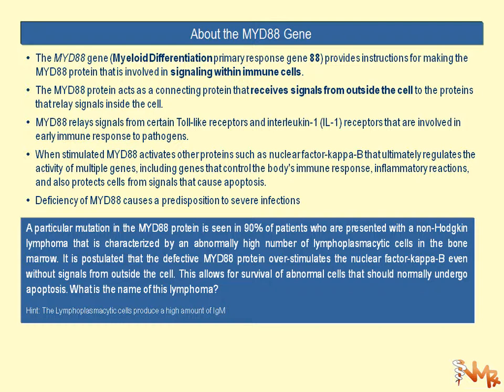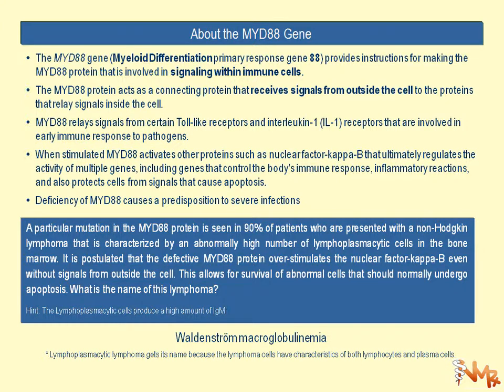I'll give you a hint. These lymphoplasmacytic cells produce a high amount of IgM. Any ideas? Waldenstrom macroglobulinemia. As you can tell, Waldenstrom is a lymphoplasmacytic lymphoma, and it gets its name because the lymphoma cells have characteristics that are borderline between lymphocytes and plasma cells. That's the origin of the term.